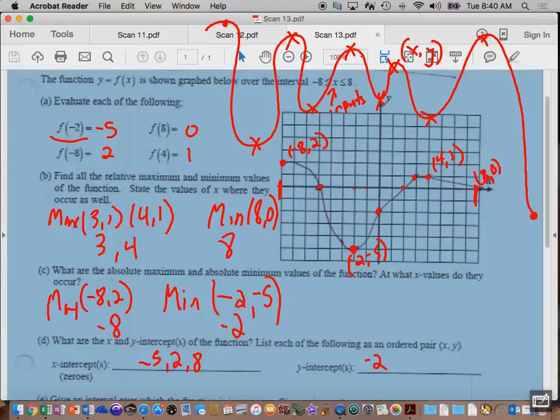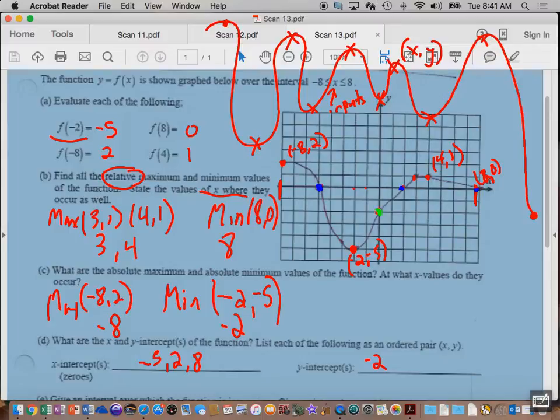Mark the coordinate, -2, -5, therefore f of -2 is -5. -8, 2, therefore f of -8 is 2. 8, 0, therefore f of 8 is 0, and 4, 1, therefore f of 4 is 1. Relative is the key word here. Maximums and minimums, and they only wanted the x value, so I needed to put 3, 4, and in this case 8. And then absolute max would be -8 and -2. X-intercepts are wherever it touches the x-axis, which would be here, here, and here. Y-intercepts are wherever it touches the y-axis, which is only there.